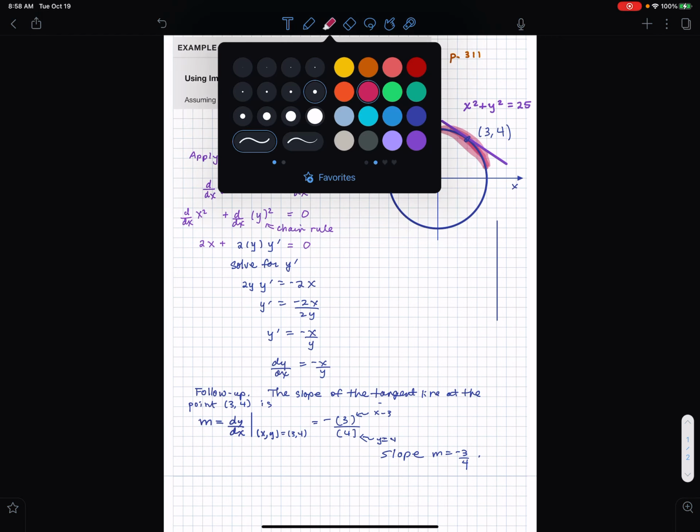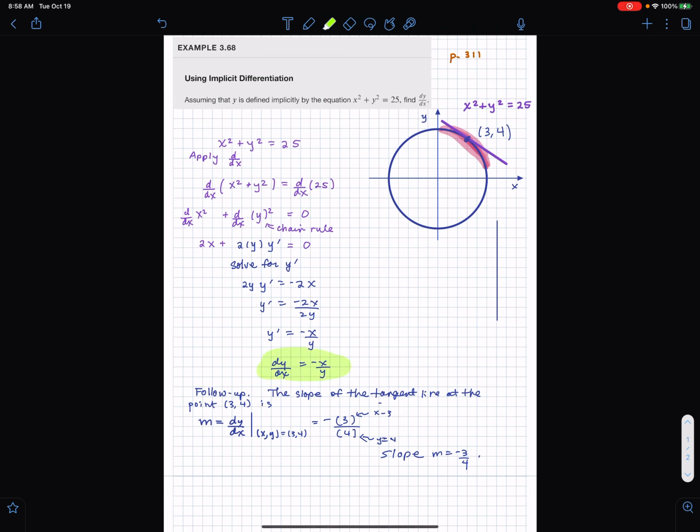All right, so got a couple things there. Not only did I find dy dx, which we got is negative x over y, we got the slope at the point 3, 4 is negative 3/4, which is how this looks. We could probably use some other just trigonometry without calculus too, with some assumptions, to find that slope of that tangent line.